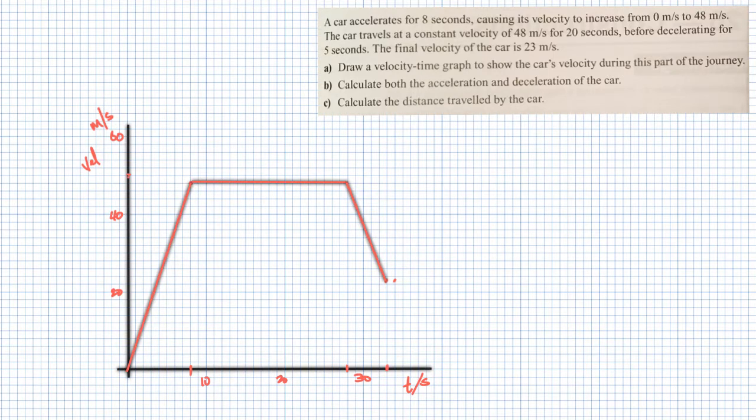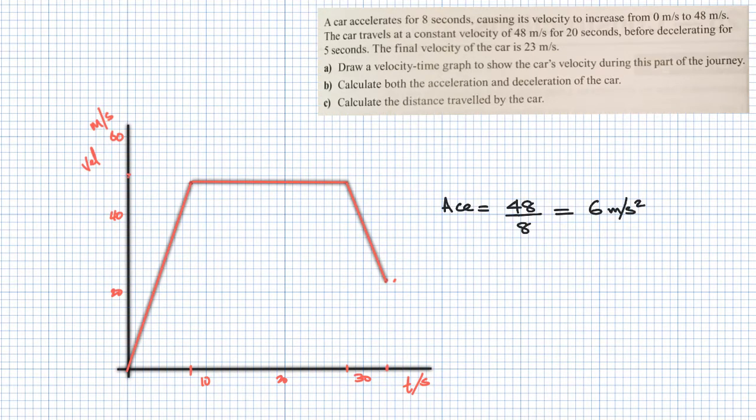Now they want us to calculate both the acceleration and the deceleration of the car. So as you can pretty much guess, we will need to calculate the gradient of that line and the gradient of this line. So acceleration is velocity over time. So here we go. Our acceleration: velocity of 48, the time it took was 8 seconds. So that's going to be 6 meters per second squared.